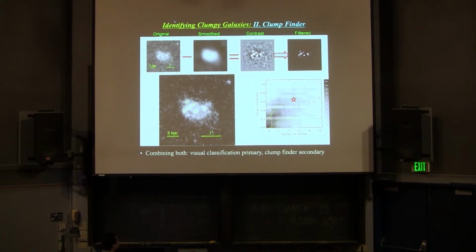So our strategy to combine both methods is to use the visual classification as the primary criterion and the clump finder as the secondary. If a galaxy has a reliable visual clumpiness greater than 0.2, we call it clumpy. If the reliable clumpiness is less than 0.2, it's non-clumpy. If the galaxy doesn't have a reliable visual clumpiness, we use our clump finder. And if the clump finder finds more than 1 clump, not including the bulge, we call it clumpy.